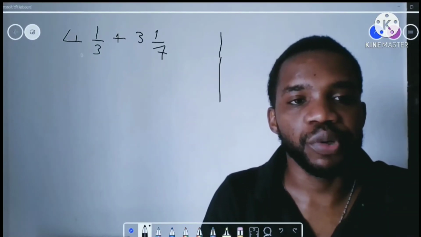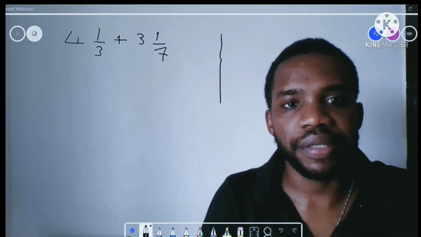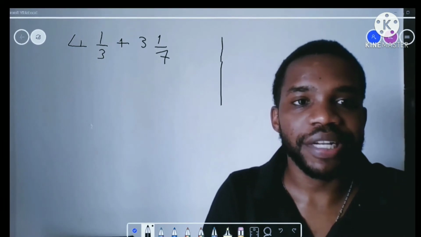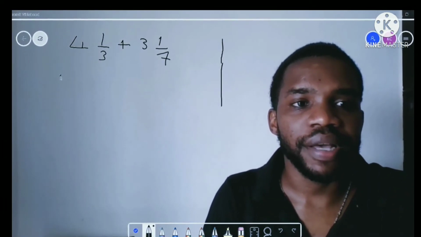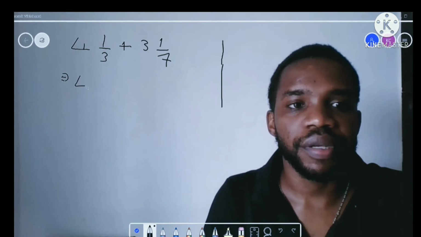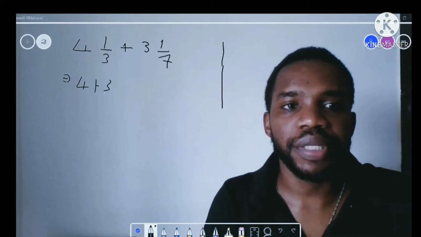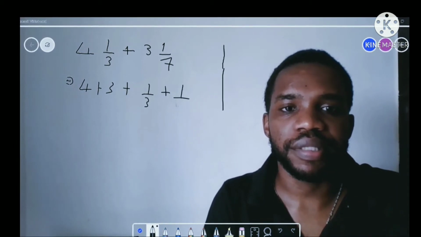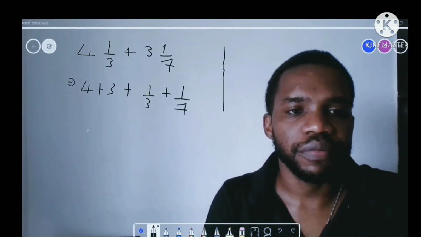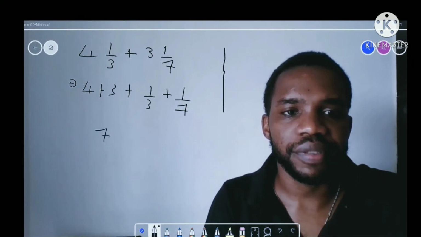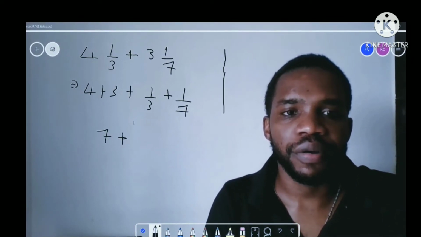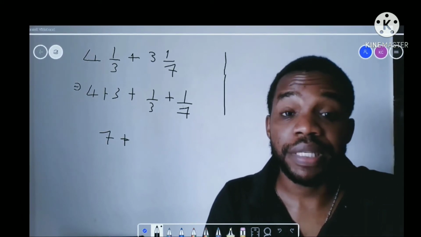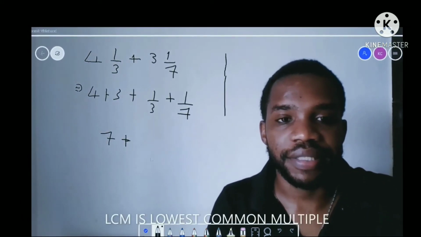Let us say we had 4 and 1/3 plus 3 and 1/7. Now we have a case where we have some unlike fractions. We can still go ahead and group the whole numbers. So we will have 4 plus 3 plus 1/3 plus 1/7. Now, as we know, 4 plus 3 is simply 7, so that is no problem. However, we have to add 1/3 and 1/7, which means that we're gonna have to find the LCM.